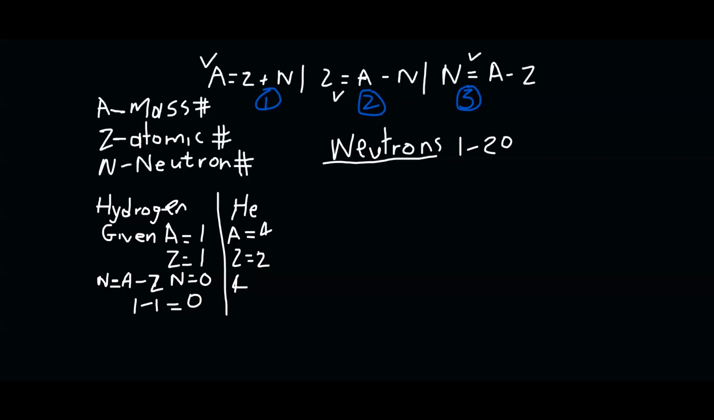4 minus 2, which would give us? 2. Good. So let's move on now to the third one. Let's speed it up a bit. Let's move on to the third one. What's the third one?